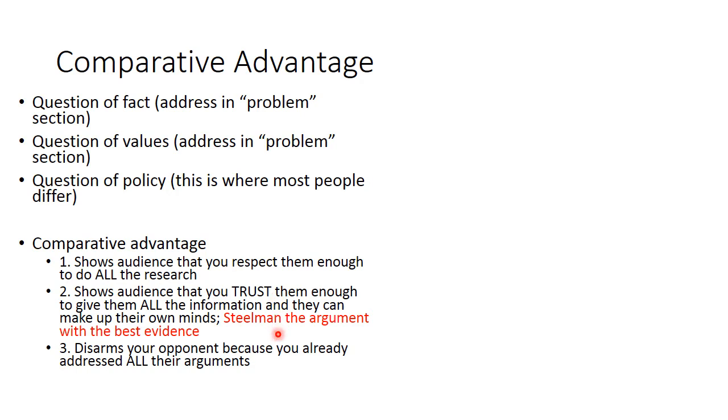So steel manning is to make the best possible argument. Steel is hard to push over. Straw is very easy to push over. So if you steel man the argument, you make the best case using the best evidence for your opponent, then your audience thinks that you are arguing in good faith. So you want to have an honest debate with your audience by giving them all the information.